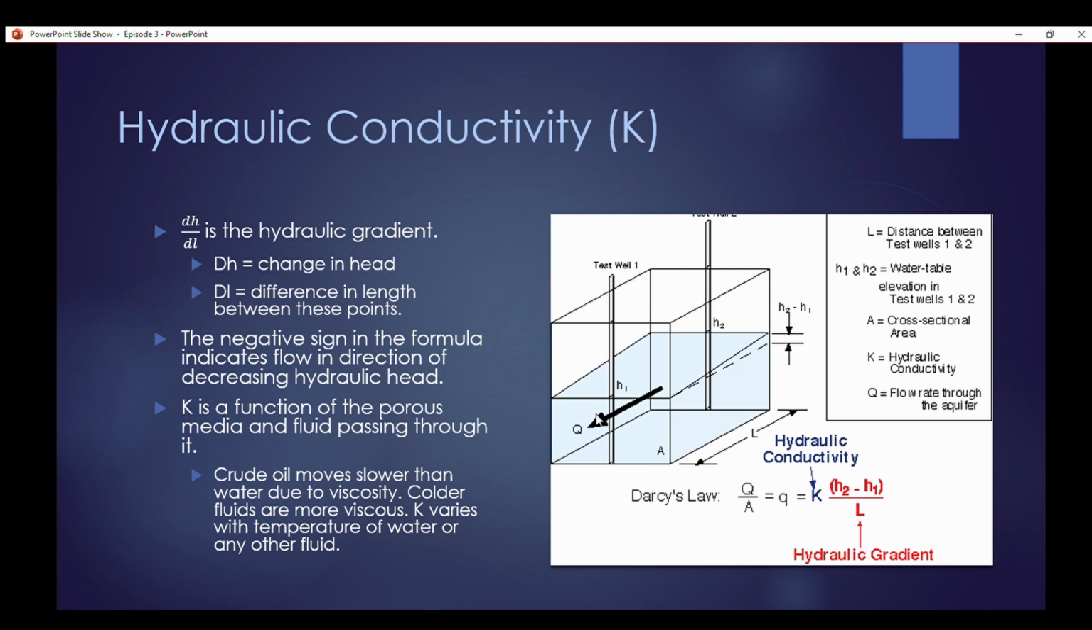And then K is a function of the porous media and fluid passing through it. So basically, are you dealing with silts, sands, clays? That'll affect it. The grain shape and size will affect it. And also, what type of fluid are you dealing with? Are you dealing with crude oil, which moves slower than water due to its viscosity, or resistance to flow? Colder fluids are more viscous than hotter fluids, and K will vary with the temperature of water or any other fluid.